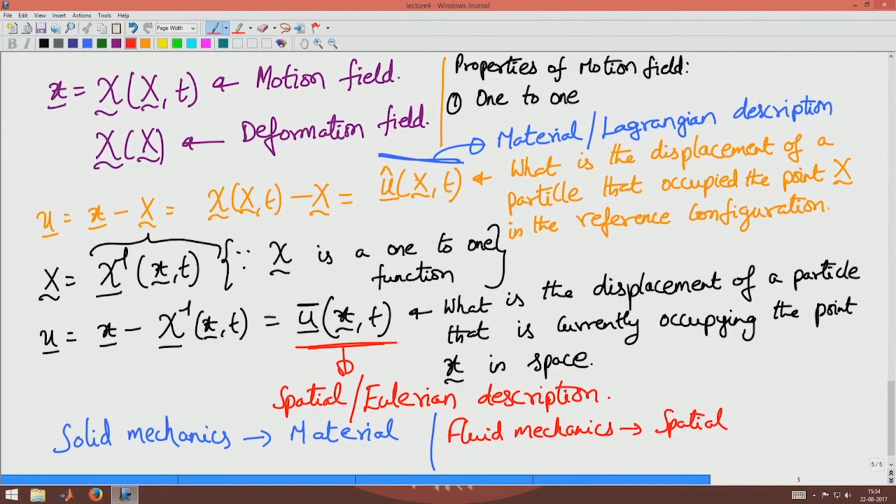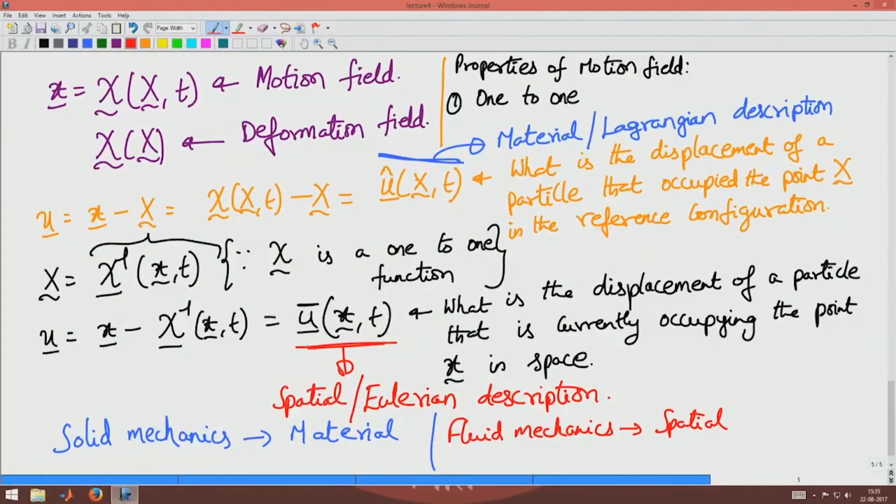The value of the displacement remains the same, but what you use to quantify the function differs. In one case you use the position vector of the particle occupied in the reference configuration as the independent variable, then it is called a material description or Lagrangian description. On the other hand, if you focus on a point in space and ask what is the displacement of different particles occupying that point, that is called the spatial or Eulerian description.